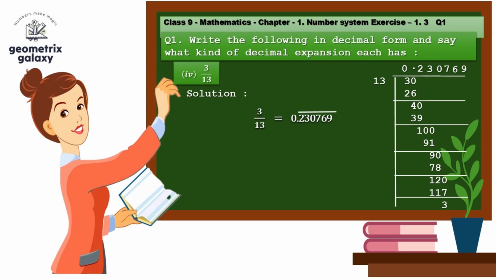So we are putting a bar for those numbers. Okay. So now what type of decimal is this? This is a non-terminating repeating decimal.